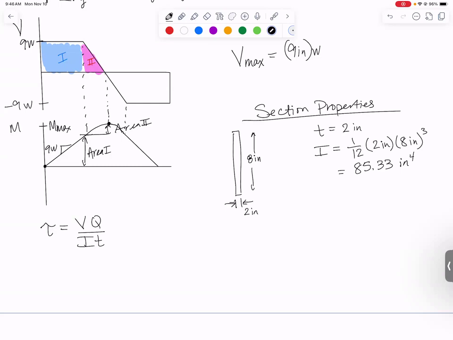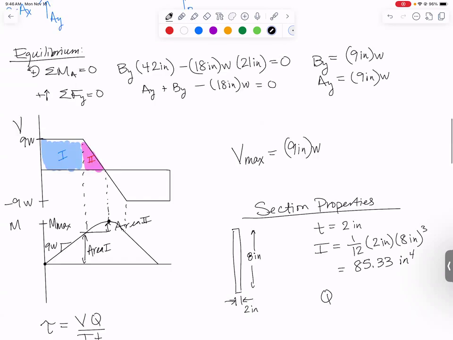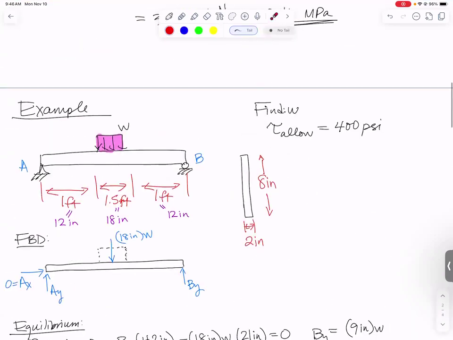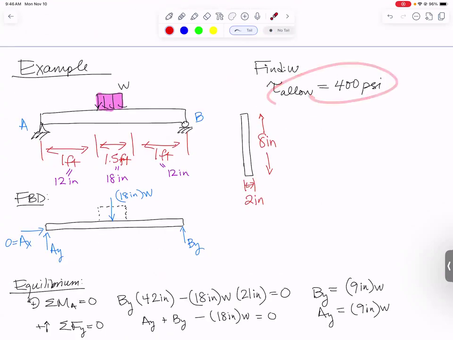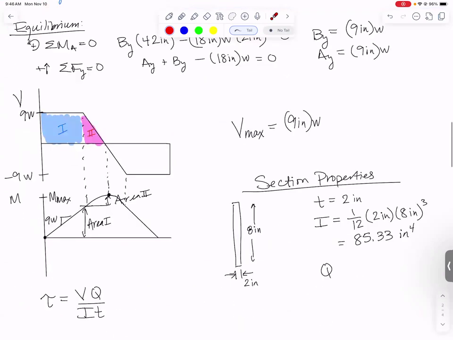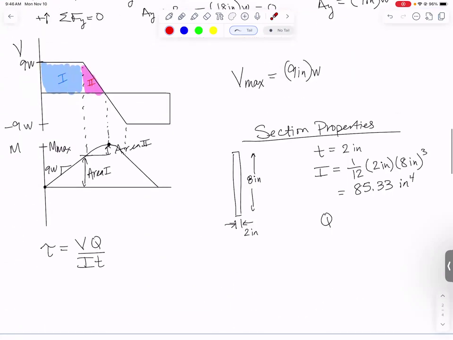Now we need to find Q. This problem was asking us to find the max W that you can have before you reach an allowable stress. So we're interested in the max shear stress that will happen wherever Q is max. Q is going to be max and stress is going to be max at the centroid. So I want to shade everything above or below the centroid.